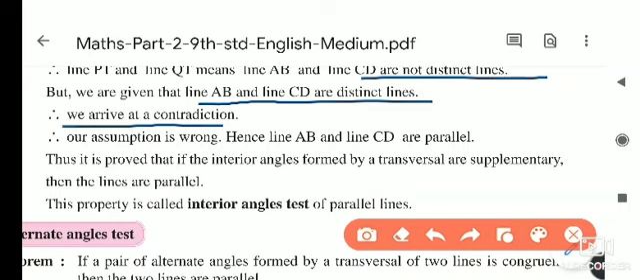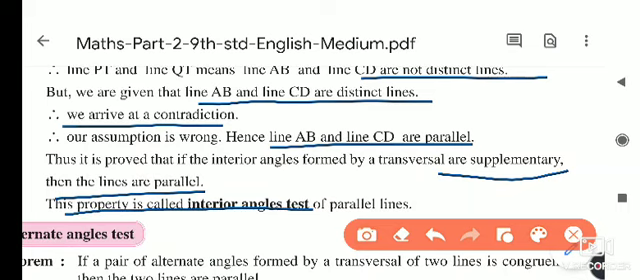It is seen in these two statements, and our assumption that line AB and line CD are not parallel is wrong. Thus it is proved that if the interior angles formed by a transversal are supplementary, then the given lines are parallel to each other. Okay, and this property is called the interior angles test of parallel lines. So in that way, if lines are parallel to each other, their interior angles are supplementary, we proved it.